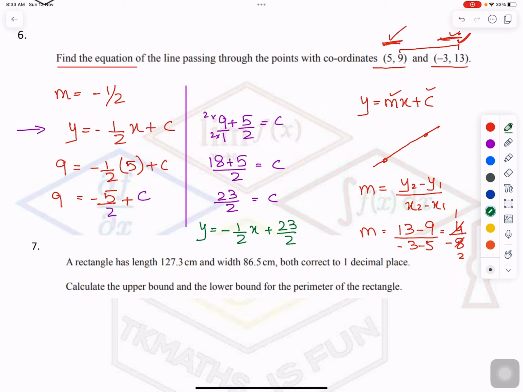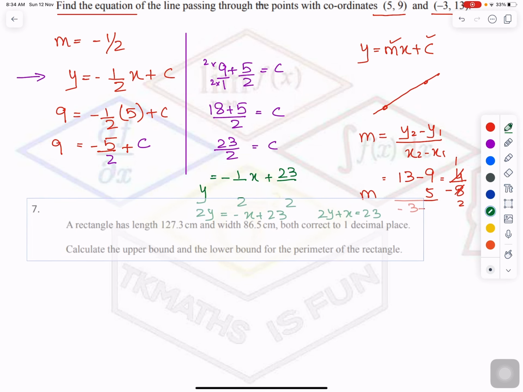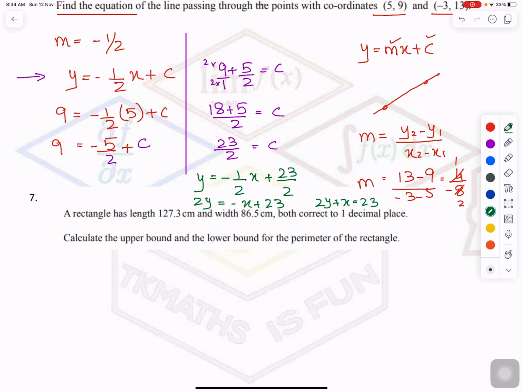Now if you want to leave this equation of the line in this form, it's fine. But if you don't want to write it in fraction form, sometimes the examiner says bring it into this particular form. Because the denominator is the same, now I can cross multiply and it will become 2y = -x + 23. You can leave it like this, or you can also take x to the other side, then it will become 2y + x = 23. So in any form you can leave it. Okay, so now let's do the next question.